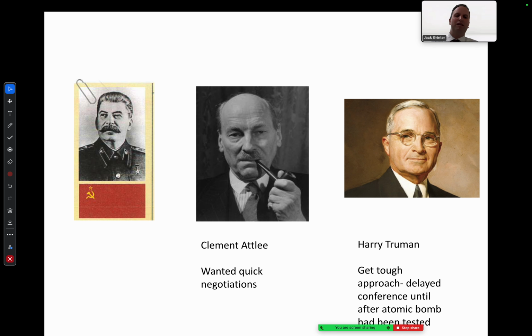Okay, so Clement Attlee, rather than focusing on Europe and world issues, really wanted quick negotiations. He had things domestically he wanted to focus on. Okay, and Harry Truman, I always say about him, he had a get tough approach to the Soviet Union and Stalin. And what he did is he actually delayed the conference until after the atomic bomb had been tested, as a way of kind of showing Stalin, we're the new boss around here, really.